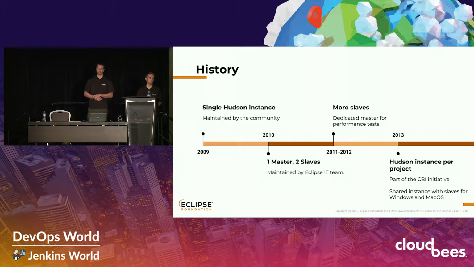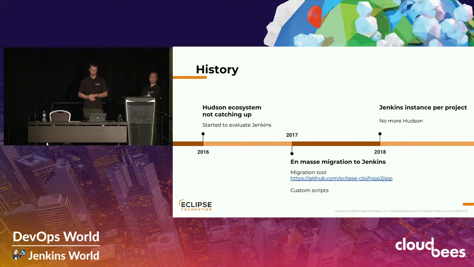And so the Hudson instance per project initiative was created, called HIP. It was part of the so-called Common Build Infrastructure initiative that we have, where we bundle a couple of best practices and tools that we provide to our projects. There was still one shared instance where slaves for Windows and Mac were attached, because we could not provide it to each project individually. And so this served us quite well for a couple of years.